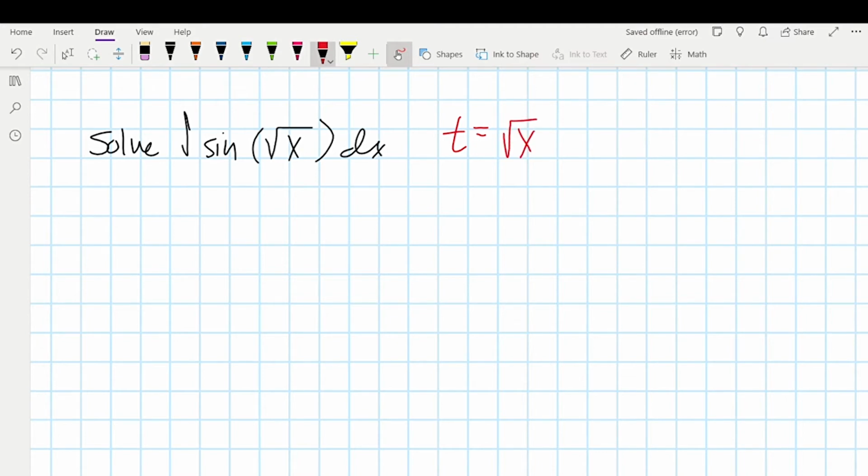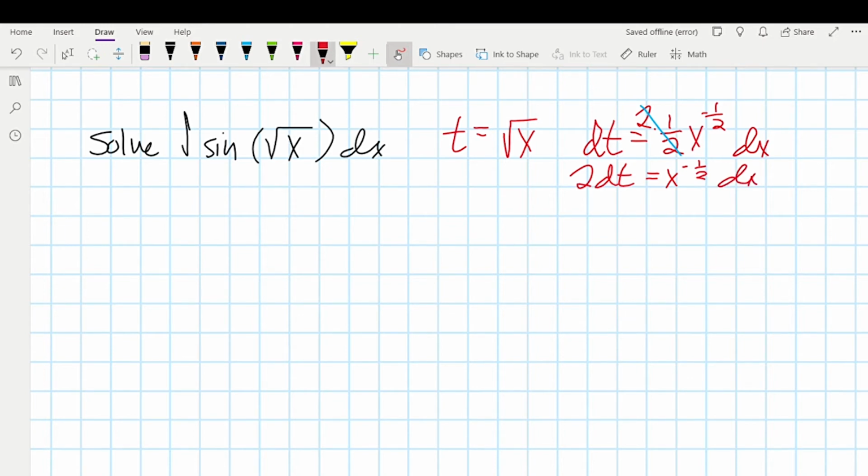So to start, I'm going to have a t, and I'm going to set it equal to what's in parentheses, so square root of x, and then my dt is going to become 1/2 x to the negative 1/2 dx. And so I know I have to simplify this, so to do that I'm going to multiply by 2 so that the 2's will cancel out, and then I do that same thing to the other side, so now I have 2 dt equals x to the negative 1/2 dx.